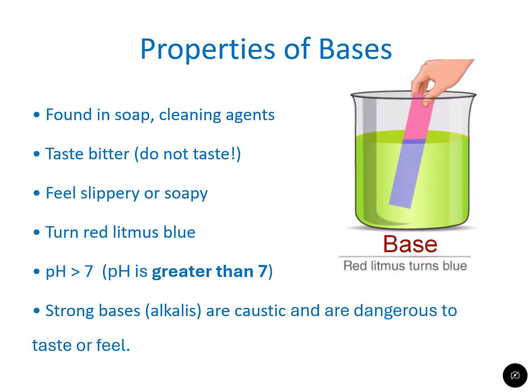Properties of bases: they are found in soap and cleaning agents. It's bitter if you had to taste it, and it's slippery and soapy. It turns red litmus paper to blue, like in the image I have on the right. Its pH is greater than 7, and it is caustic and dangerous.